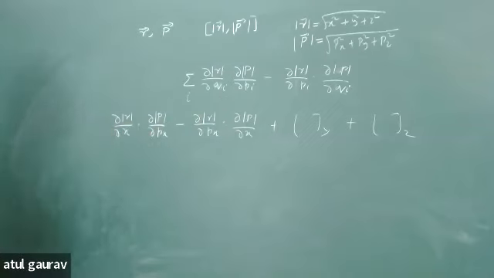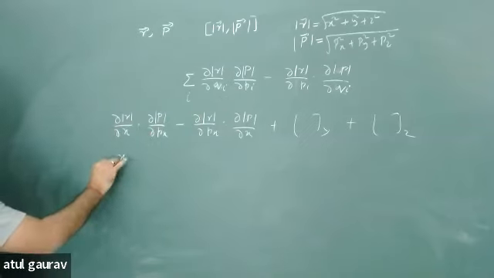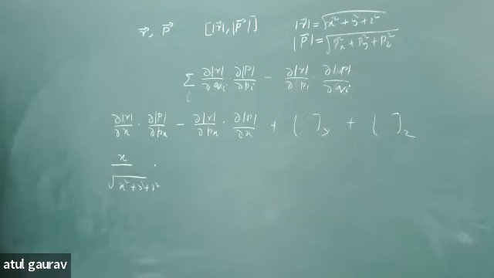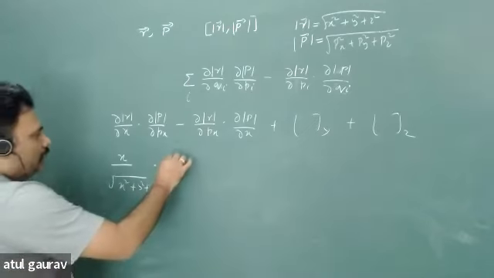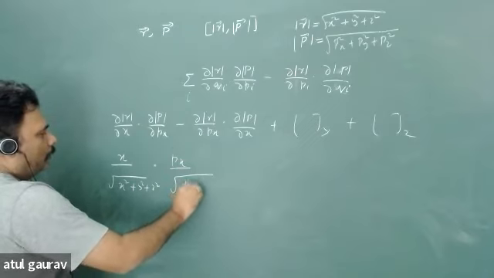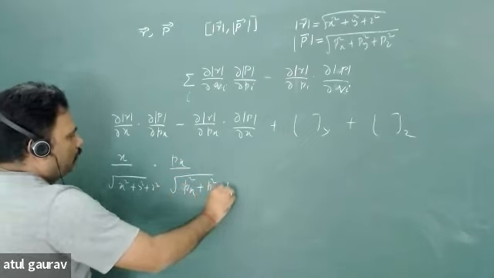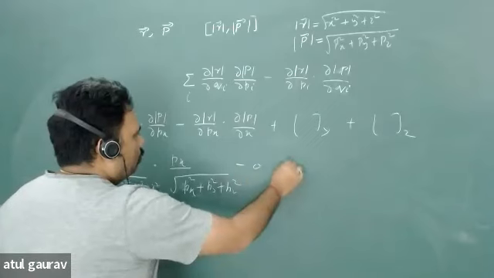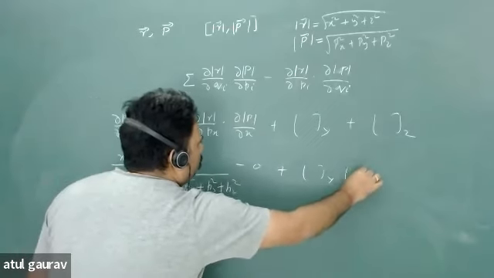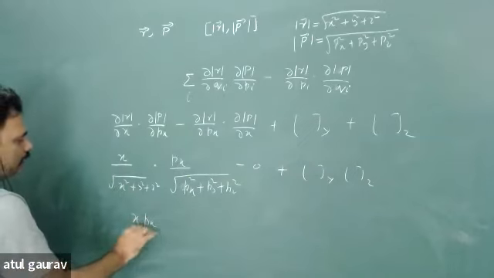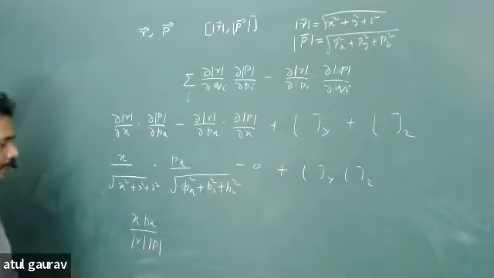What is del mod R upon del X? It is X upon root under X square plus Y square plus Z square. Am I correct? Yes, sir. Okay. So del mod P upon del Px is, similarly, Px upon root under Px square plus Py square plus Pz square. This term is 0. So similarly, we will go for y and z also. So what is this particular thing? Can I write this is x px upon mod r mod p?